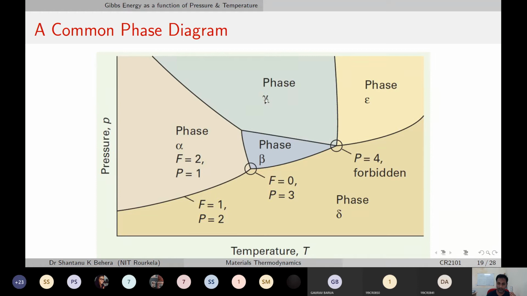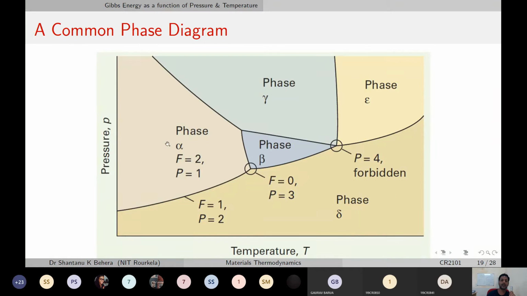Likewise, you have a gamma phase here, which is bound by this region. That means bound by the conditions of pressure and temperature like this. Likewise, you have the epsilon phase bounded by this region, the beta phase bounded by this region, and the delta phase bounded by this region.